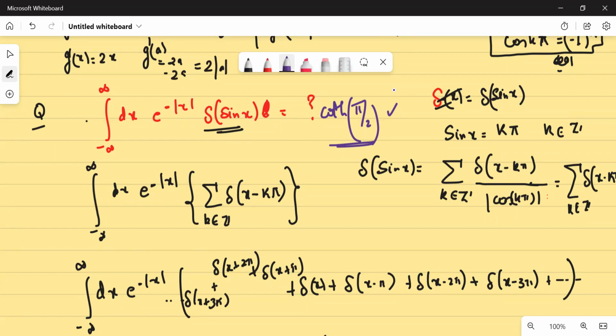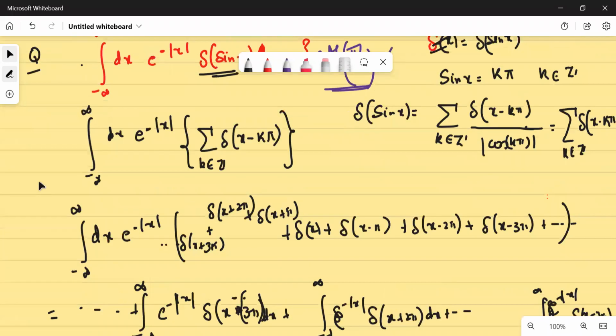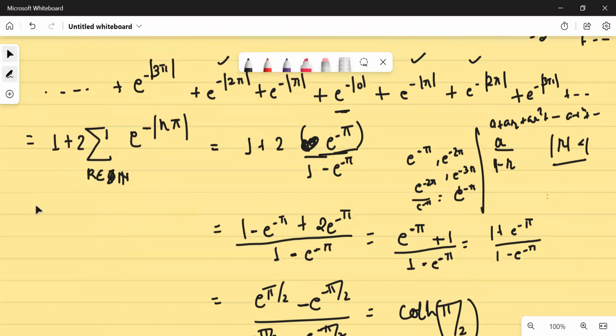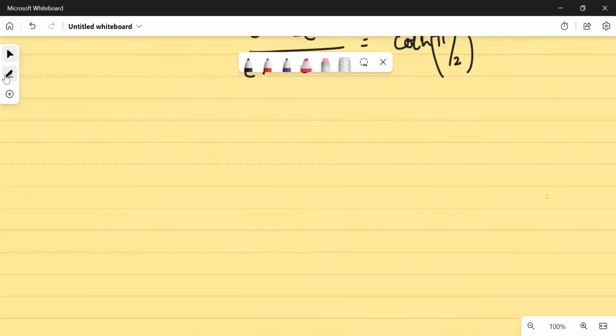Is that clear to you? Yes, sir. Okay. Now, this is a kind of function that I've given to you. Try to find the Dirac delta of sin x minus cosine x. How can it be written? How can it be written? Dirac of sin x minus cosine x, how can you write that particular thing?